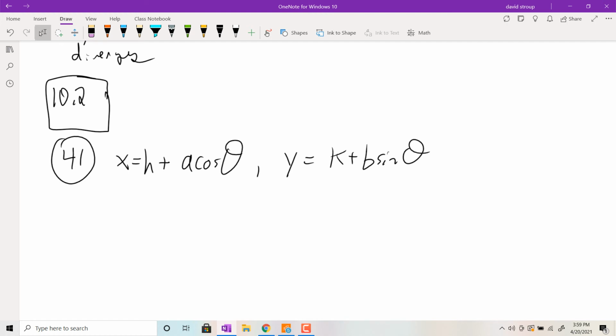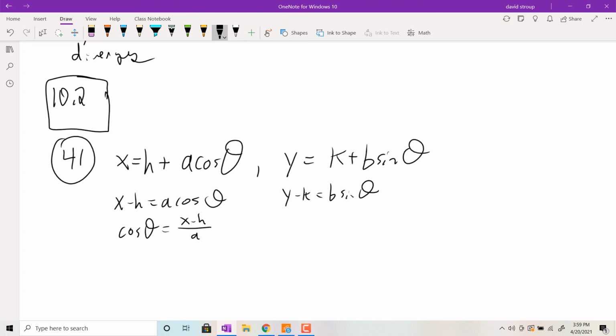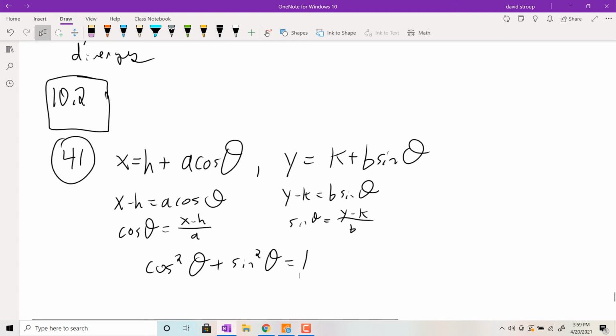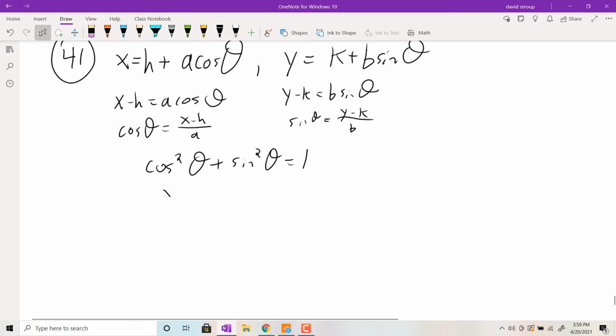But anyways, to pull this off, we're going to have to eliminate the parameter theta using the Pythagorean identities. So I'm going to solve for cosine theta in the first one. So you have x minus h equals a cosine theta. Divide by a. So you get cosine theta equals x minus h over a. Do the same thing for the other equation. So y minus k equals b sine theta, and sine theta equals y minus k over b. And then we could use the Pythagorean identity, cosine squared theta plus sine squared theta equals 1. Okay. And it's just a matter of substituting in those two expressions. So first, put in the x minus h over a.